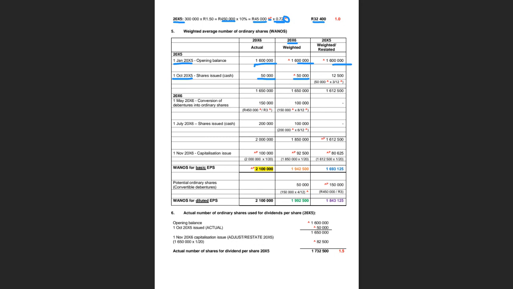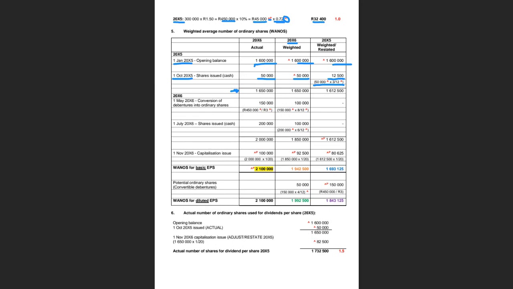And then they've taken the 50,000 and multiplied by 3 over 12 because they're trying to apportion it. It's a full value issue, right? So because it's a full value issue, they're apportioning it for the part of the year that it was in issue. And it was in issue from October, for 3 months. They're using 3 months, right, and not 9 months, please, guys. And you get an amount of 12,500, and that gives you your total at the end of 2015.